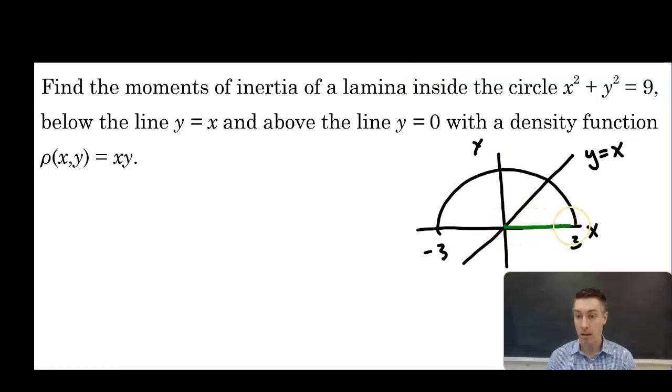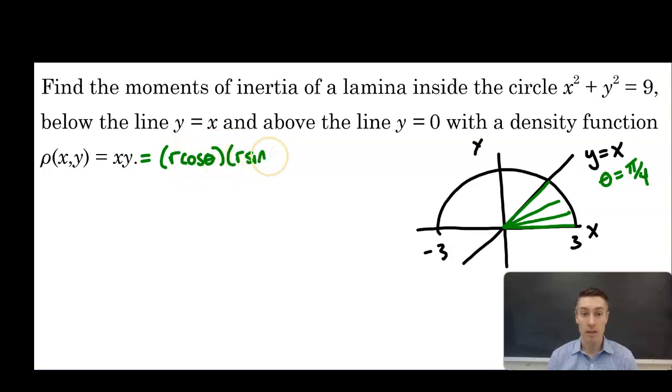Polar is going to make a lot of sense here as far as defining our integration. Y equals x defines the angle theta equals pi over 4. If you forget that, remember you can replace y with r sine theta, x with r cos theta, turn it into a tangent equation, and solve. One of your solutions will be pi over 4. And while we're converting everything, the density function is going to be r cos theta times r sine theta, which is r squared cos theta sine theta.